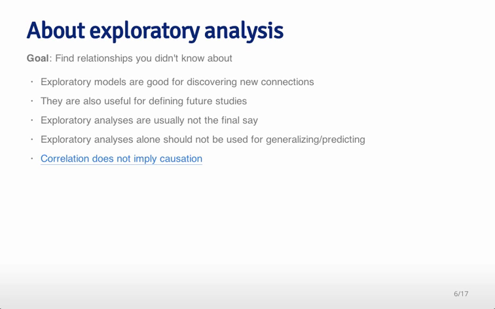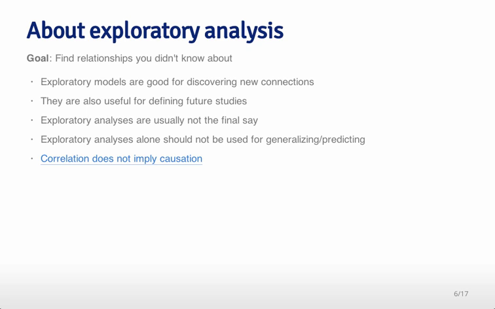The next is exploratory analysis. Here you're trying to look at some data and find relationships that you didn't know about previously, but not necessarily confirm them. They're good for discovering new connections, and they're also useful for defining future data science projects where you're actually trying to confirm the exploration that you've performed.